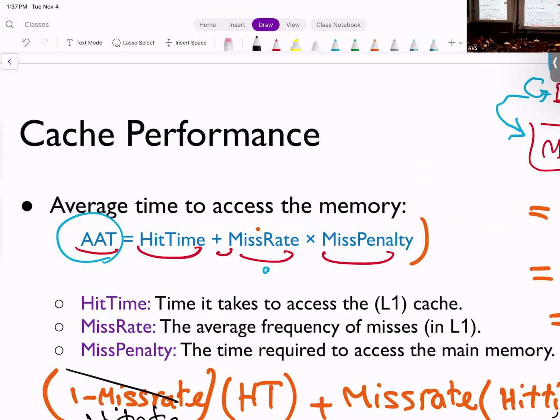That's why it's very important to minimize your hit time. But then you also want to minimize your miss rate. You also want to minimize your miss penalty. You want to minimize all of them. Okay? Any questions here?